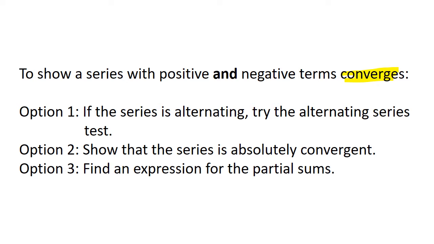The second thing is to try and show that the series is absolutely convergent. So you take the absolute value of all the terms and see if you can add them up. The third option is to find an expression for the partial sums. So, for example, maybe we have something that telescopes or something like that. And that's about it.